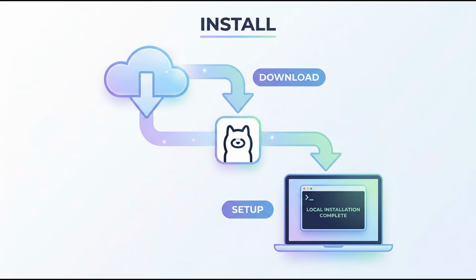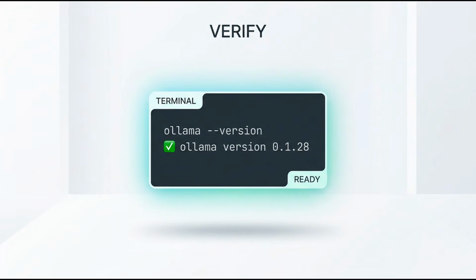Go to the Ollama website and install it. It runs as a local service on your system. Once installed, it allows you to download and run large language models using simple terminal commands. Open your terminal and run this command to confirm installation. If you see a version output, Ollama is ready. This ensures your system is correctly set up to run models locally.